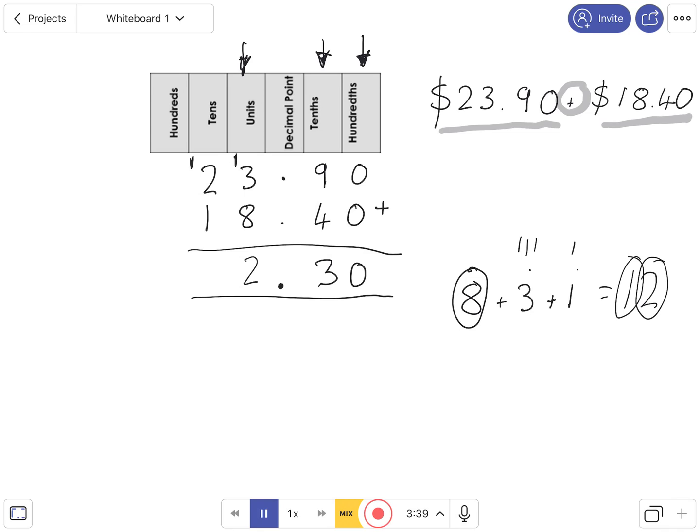For my last column, I've got 2 plus 1 plus 1, which is the tens column that I'm highlighting at the top here. 2 plus 1 plus 1 is 4. And now I have my answer. So $23.90 plus $18.40 is $42.30.